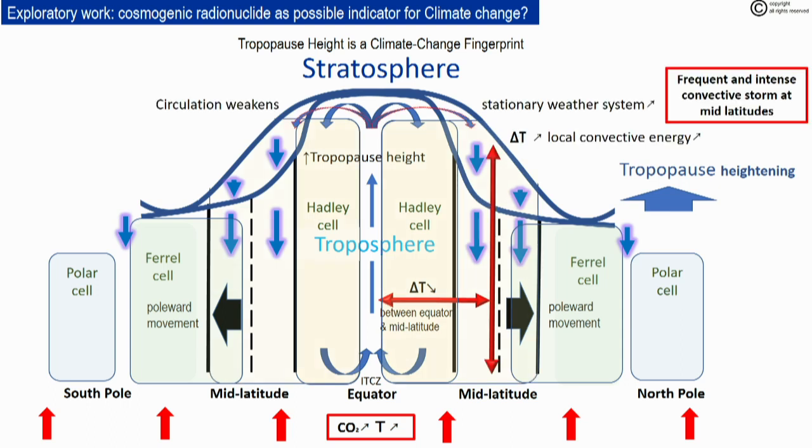So you have two main effects out of this tropopause heightening. The first one is that the temperature gradient between the equator and the mid-latitude is decreasing, because it's getting warmer at the mid-latitude. So the trade winds are slowing down, and you have a slower atmospheric circulation. But at the mid-latitude, your tropopause is much higher than it used to be, and this creates a much higher convective energy. So the result is you end up having a static weather system and very strong convective energy, which leads to a higher frequency of convective storms, or just longer storms, because basically the weather is not changing.